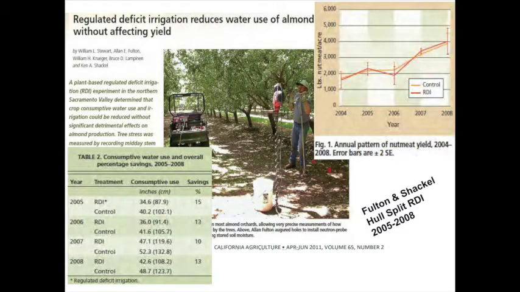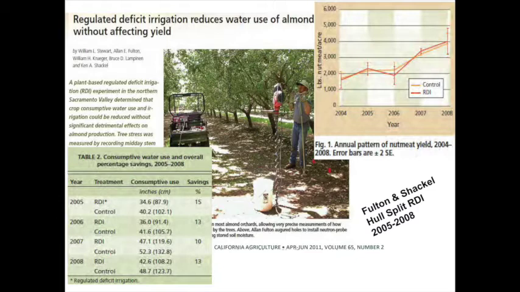Up in Northern California, with a little less ET pressure than we've got down in Southern Cal, Allan Fulton and Ken Shackel did a 4-year split RDI irrigation trial, in which they had no difference in yield at all over all 4 years of the trial, from 2005 through 2008, and they cranked out 4,000 pound yields in 2008, and they did it on 42 and 48 inches of water.